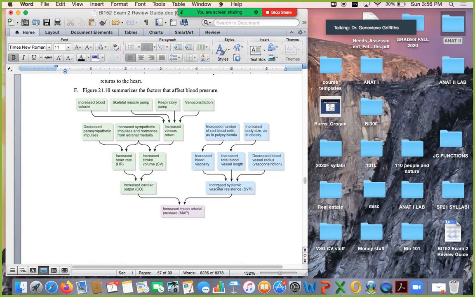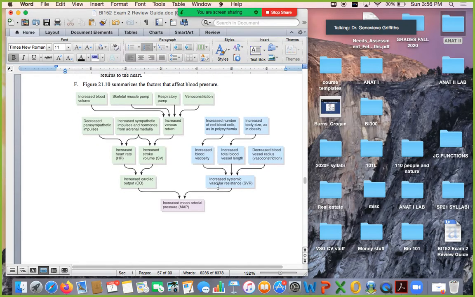So here we are summarizing the factors that are going to affect blood pressure. Things like blood volume, the skeletal muscle pump, the respiratory pump, and venoconstriction all are going to increase your venous return.